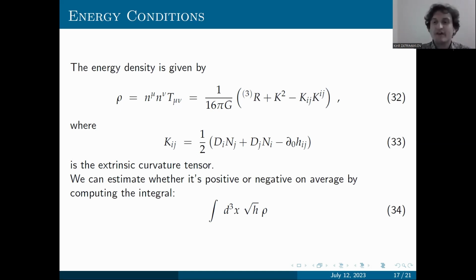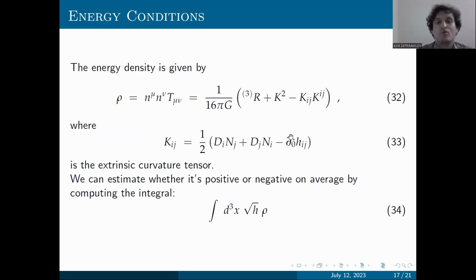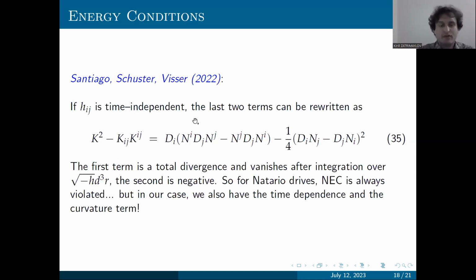Recently, a no-go theorem has been proven by Santiago, Schuster, and Visser, according to which if there is no curvature and there is no time dependence in the metric, then the energy density is just a total divergence of a quantity minus the square of a quantity. The first term vanishes upon integration over the whole space, and the second term is manifestly negative. So these kinds of warp drives always violate the null energy condition.